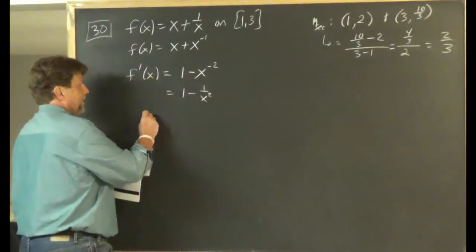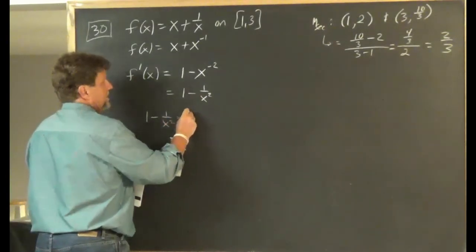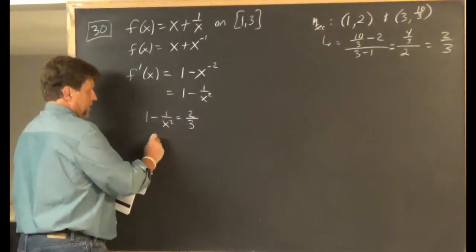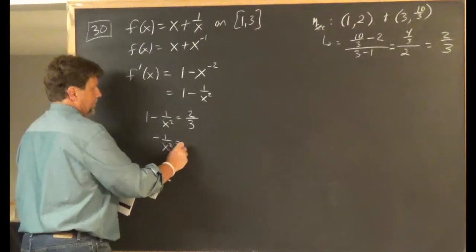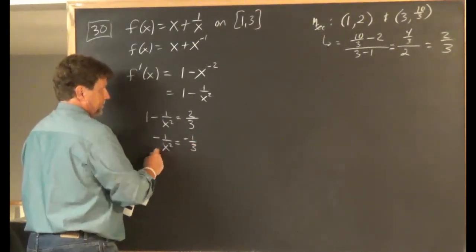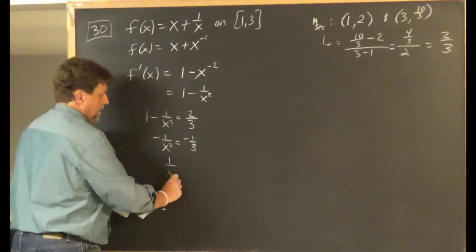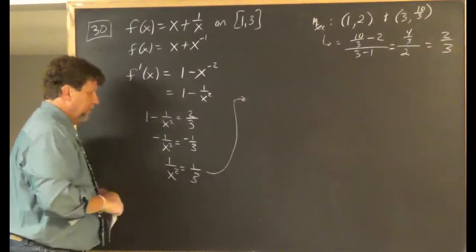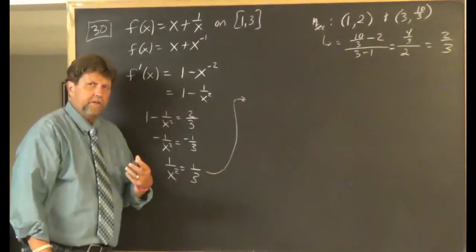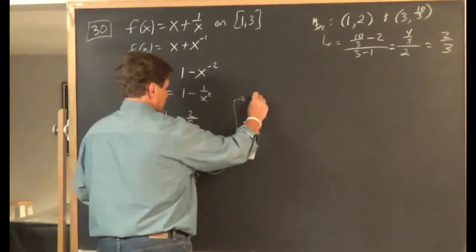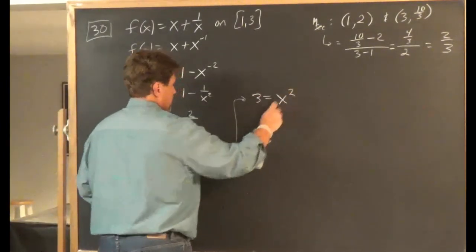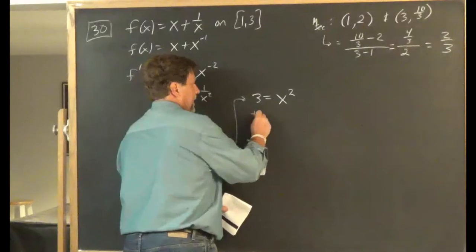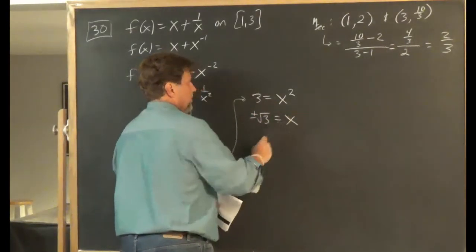So I take the derivative, set it equal to 2/3. I'd subtract 1 from both sides. See, 2/3 minus 1 is negative 1/3. I'd multiply both sides by negative 1. And then I could say, well, let's multiply both sides of the equation by 3x squared. And that'll give me 3 equals x squared. And then I take the square root of both sides of the equation, and I get plus or minus the square root of 3 equals x.